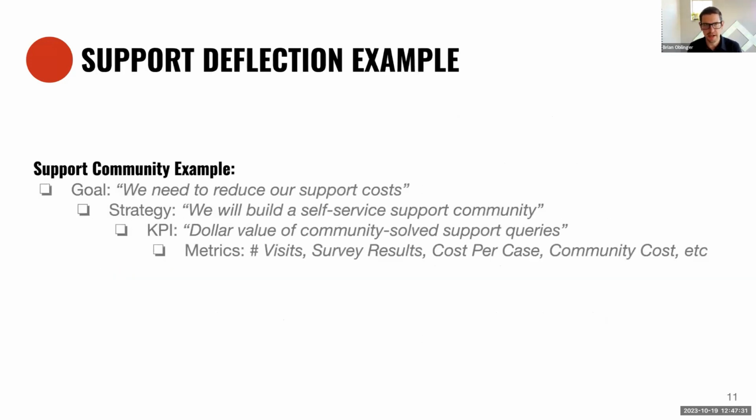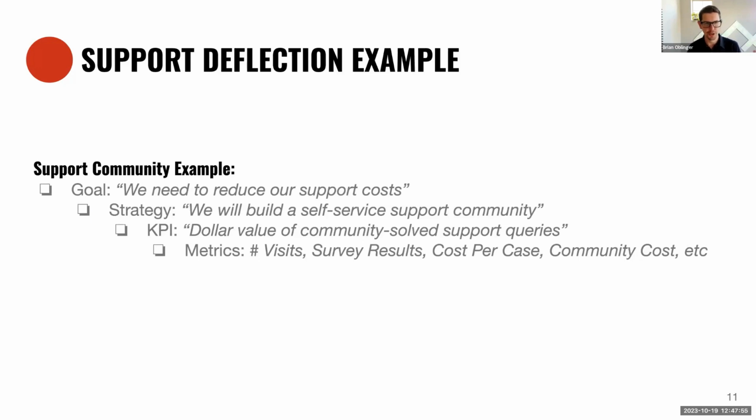Pretty simplistic here. We'll start with the support one because that's pretty common. Typically the goal is like, hey, costs are skyrocketing. We have so many more customers than we used to. How are we actually going to scale as a company? Because we can't hire an infinite number of support agents, for example. Okay, great. We're going to build a self-service support community, right?